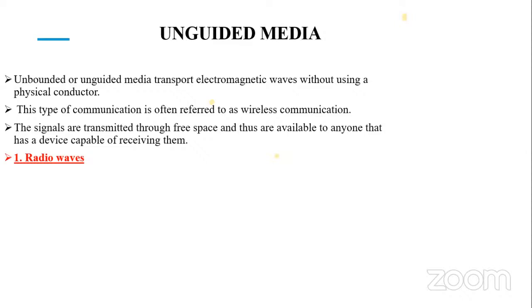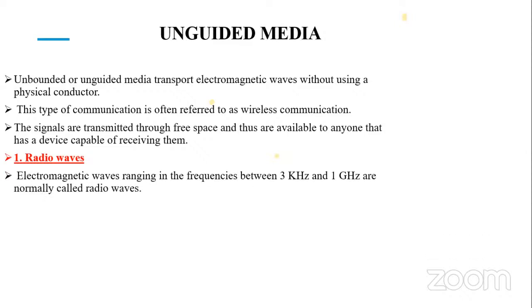So for these unguided media, as per our textbook, there are three types of waves used for wireless communication: radio waves, microwaves, and infrared waves. We will see briefly about the radio waves. Electromagnetic waves ranging in frequencies between 3 kilohertz and 1 gigahertz are normally called radio waves. How can you divide the waves based on the frequencies? If the frequency of the electromagnetic waves is 3 kilohertz to 1 gigahertz, that is called radio waves.